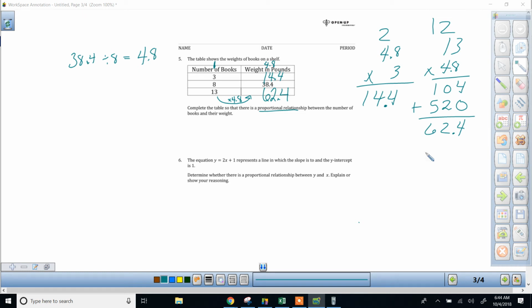Okay, guys, Mr. Catlin here with number 6 on your study guide. We're going to look at this equation.